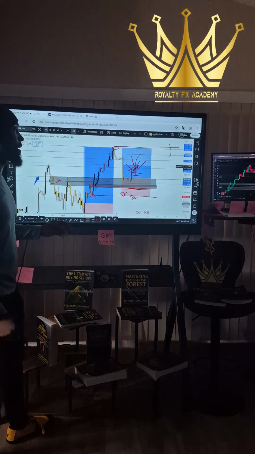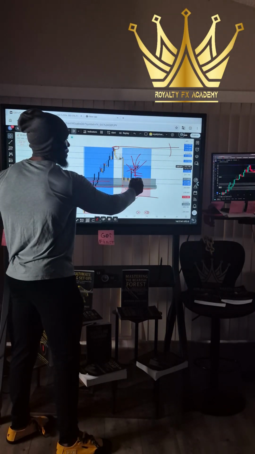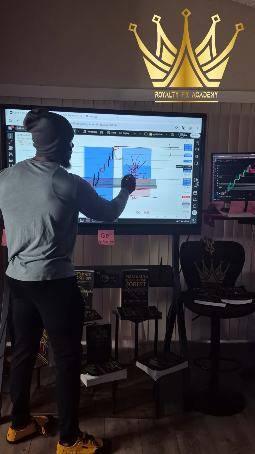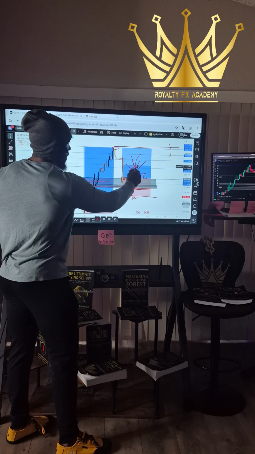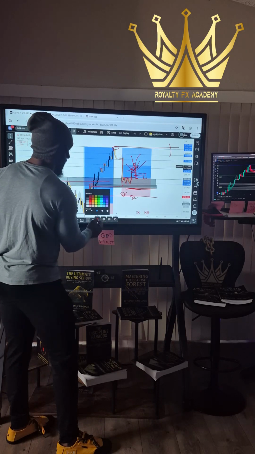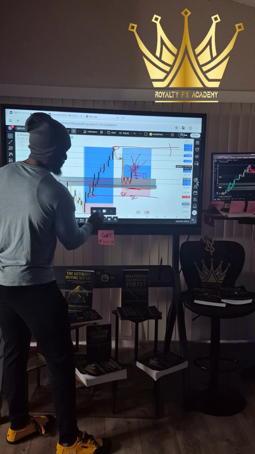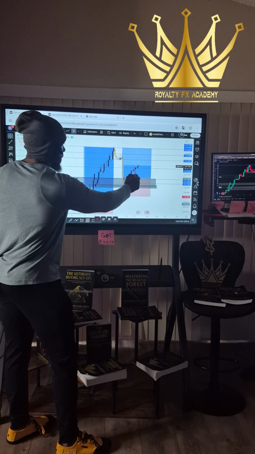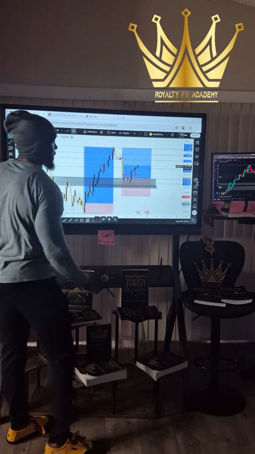Okay. Please understand, if it would have gone to here and stopped there, I would just wait for a bullish engulfing to go up because this would be like a break and retest. So because it gave us a stop hunt to the zone, that's like the retest point.